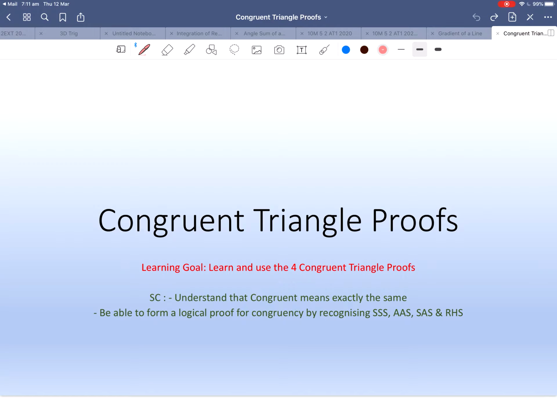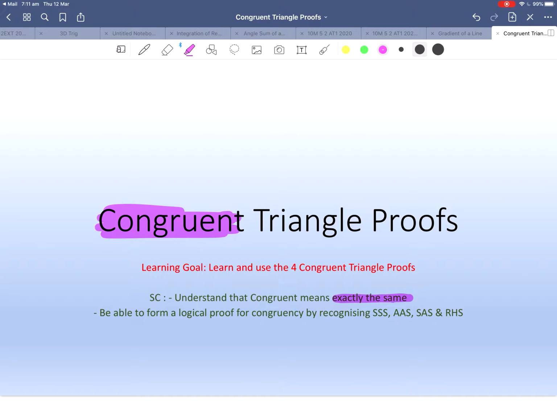Today's lesson is on congruent triangle proofs. Congruency is a mathematical word, but it actually means exactly the same. So if I want a congruent pen, I'm going to want a pen that's exactly the same as what I'm looking at or what I'm choosing. There are a lot of things that we do that with.